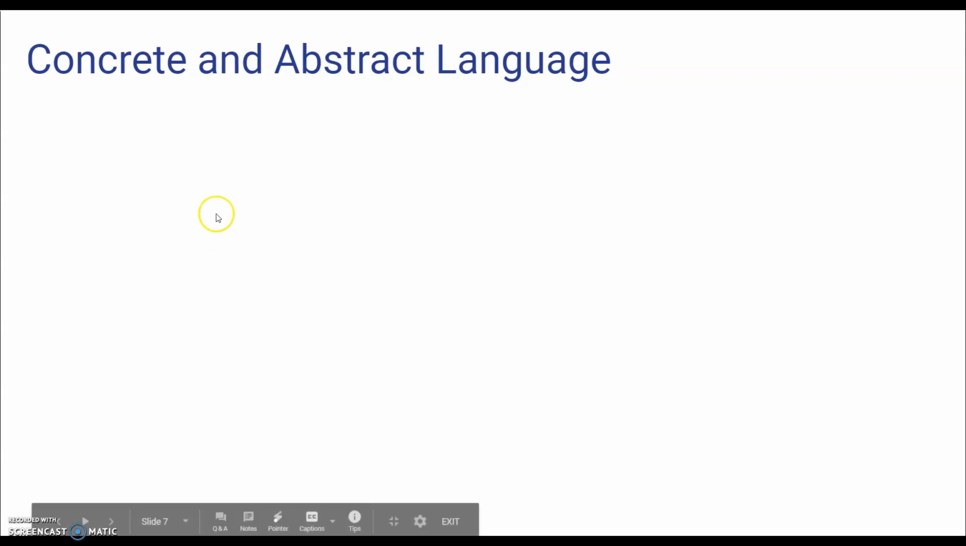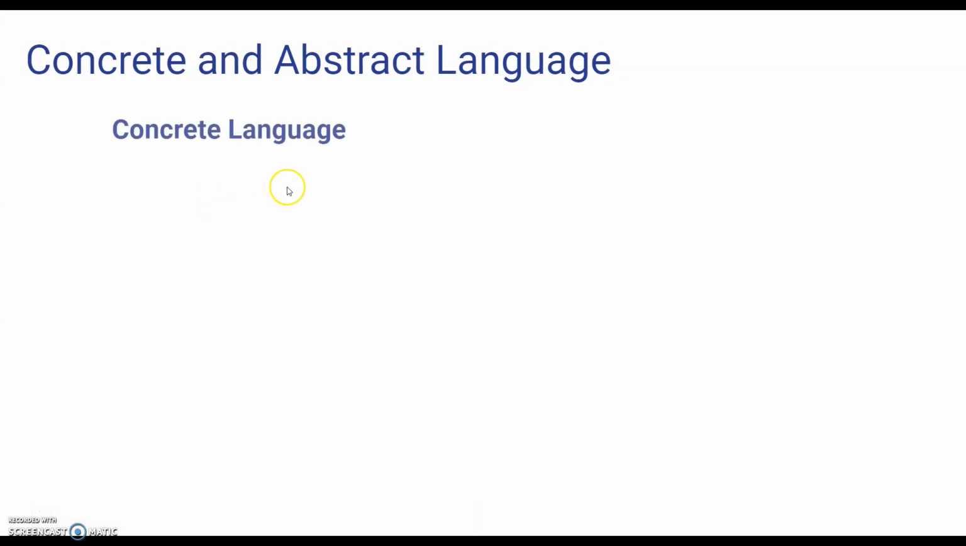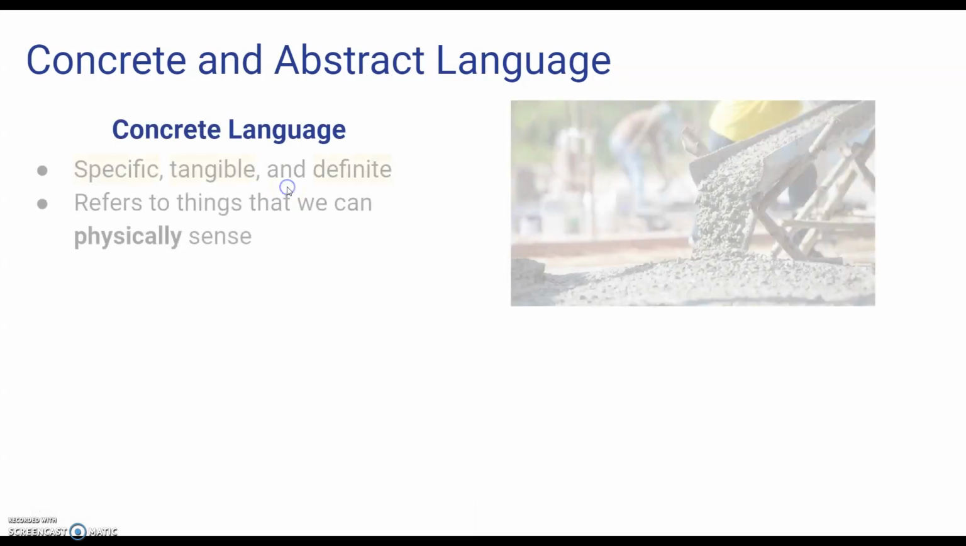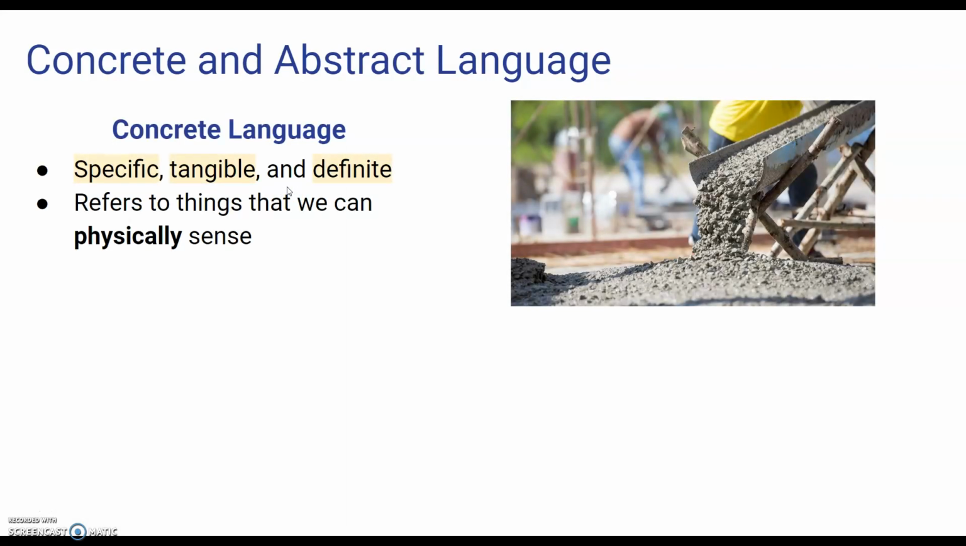So first off, we're going to start off with concrete and abstract language as it shows on the screen here. So what are concrete and abstract languages? Well, let's start off with concrete language. It is specific, tangible and definite. It refers to things that we can physically sense, so things that we can touch, smell, hear, see, taste. It goes with the senses, right?